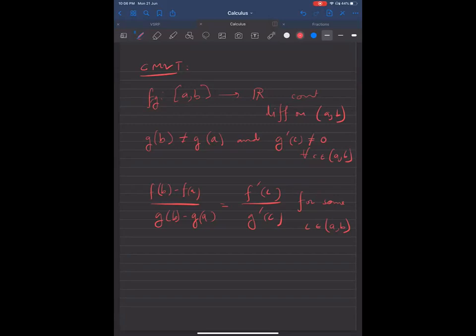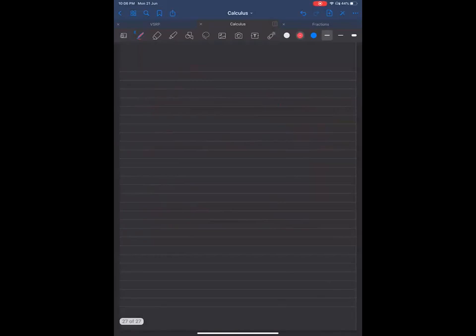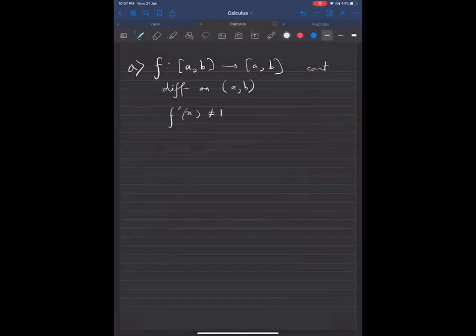Okay, so now tell me one thing. Prove this. This is a very fundamental result, and I'm giving this as a problem. Suppose f is a function from [a,b] to [a,b] which is continuous and differentiable on the open interval (a,b), satisfying that f'(x) is not equal to 1 for all x. Then prove that f has a unique fixed point.